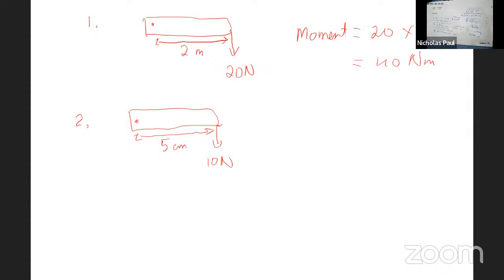All right, let's check out this one here. Moment is equal to force times distance. Is it the correct unit? Yep. But the 5 centimeters is in the wrong unit. So we have to convert centimeters to meters. You divide by 100 and you get 0.05. So the answer is 0.5 Newton meter.